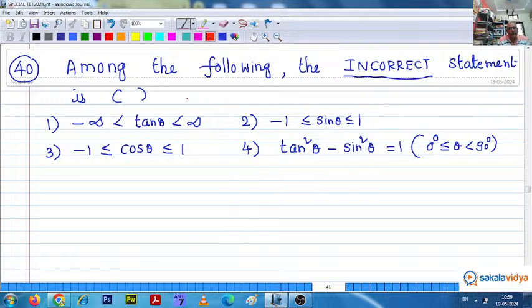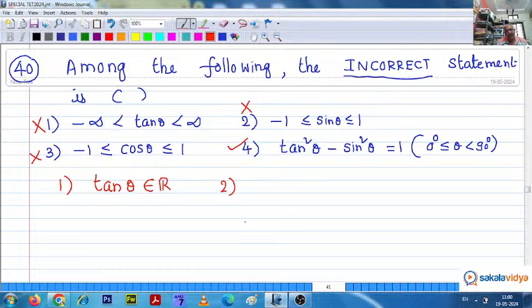So tan theta gives us all the real numbers, that means the range of tan theta is all the real numbers, because the first option is tan theta belongs to the set of real numbers. So that's why it's correct. It's a correct statement, so the first option is eliminated. Always sin theta lies between -1 and 1. It's a true statement only, but we need the incorrect statement. Second option eliminated. Third option eliminated.